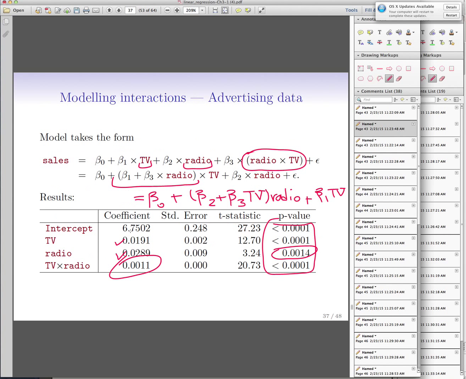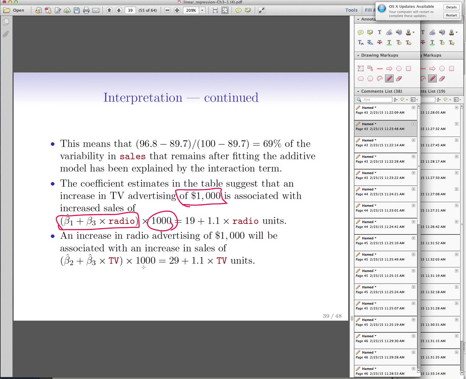So beta hat 1 was 0.0191, beta hat 3 was 0.0011. So if we just replace the numbers inside, we would see that it is 19 plus 1.1 times radio unit. That means the more you spend on radio, the more would be the effect of this extra $1,000 that's been spent there. And that's the same thing for radio.